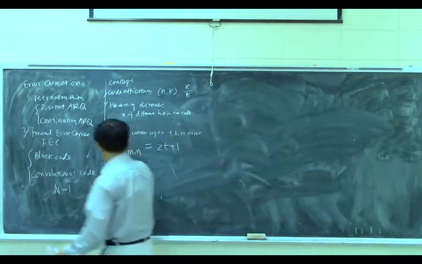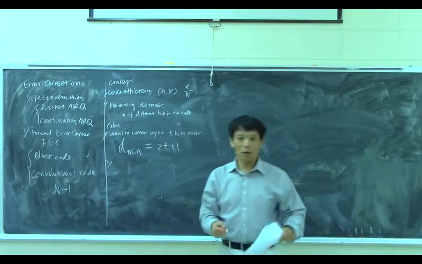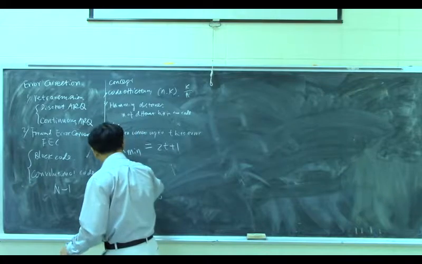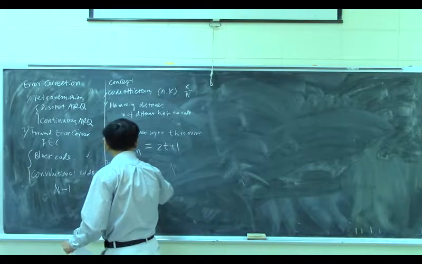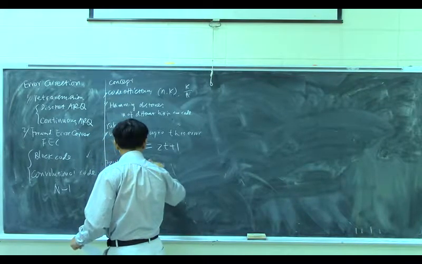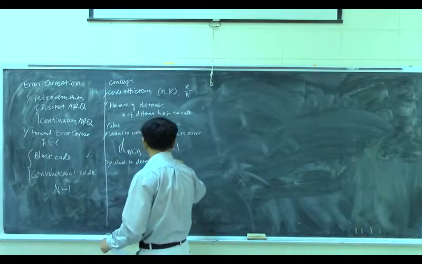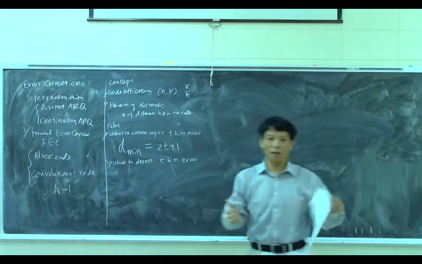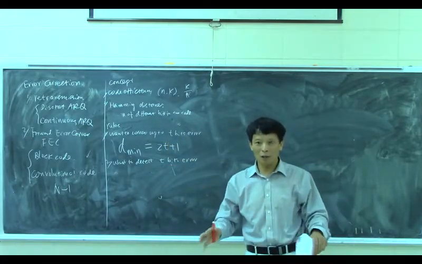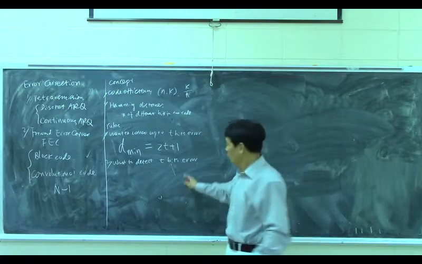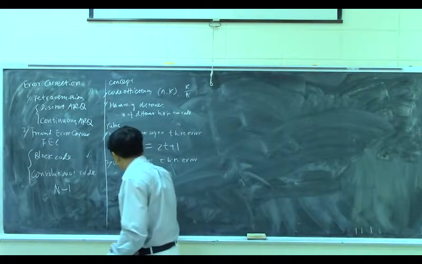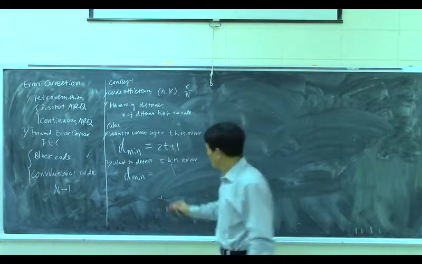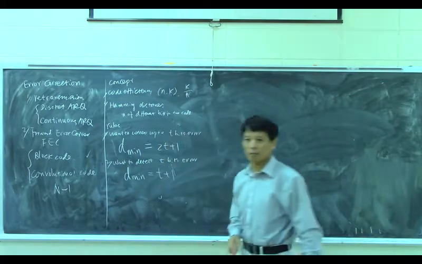How about if I only want to detect the error instead of correct it? So I want to detect t bits of error. I only tell you, okay, there are errors. I don't care if I can correct them or not. So for this one, the equation must be the minimum distance of the code equals t plus 1.